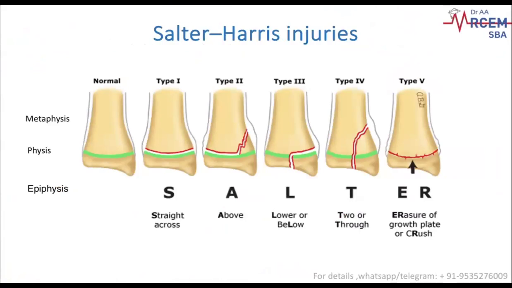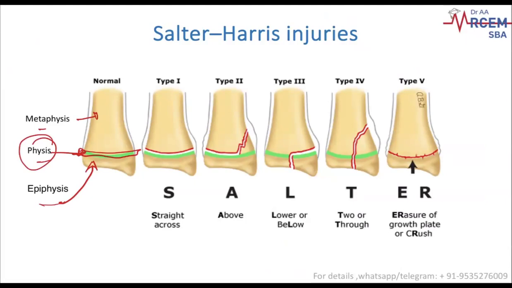Salter-Harris injuries. These are seen only in the pediatric age group, because epiphyseal centers are seen in the pediatric age group. So a maturing bone will have an epiphysis, physis, and a metaphysis. This is known as the metaphysis. The green color that you're seeing here is known as the physis or growth plate, and this is known as the epiphysis. So the bone is growing. The growth plate grows as you get older.